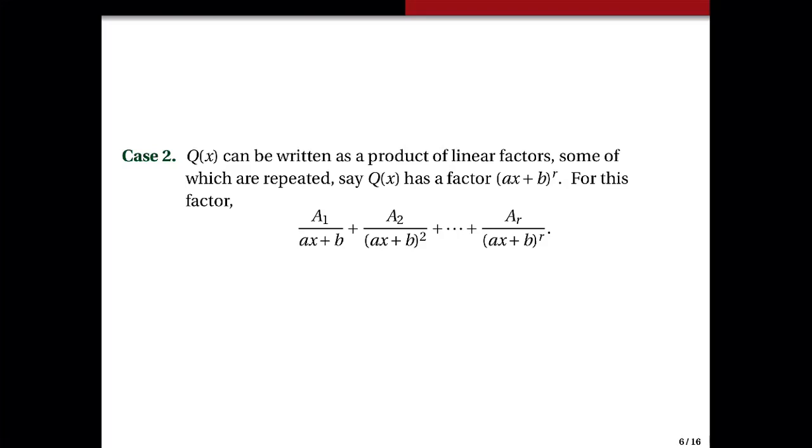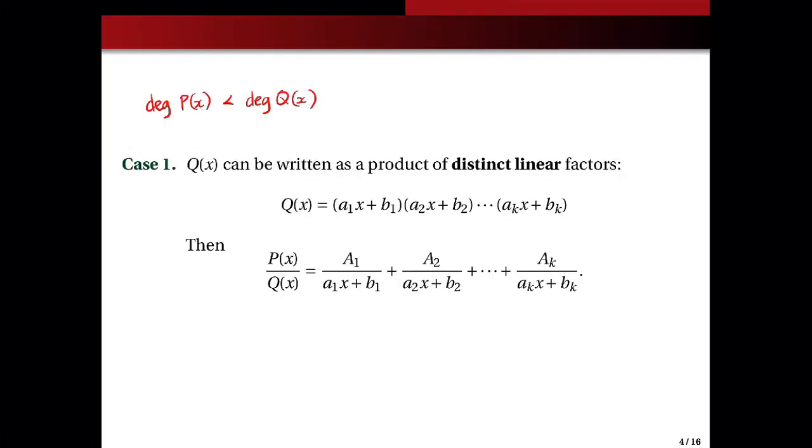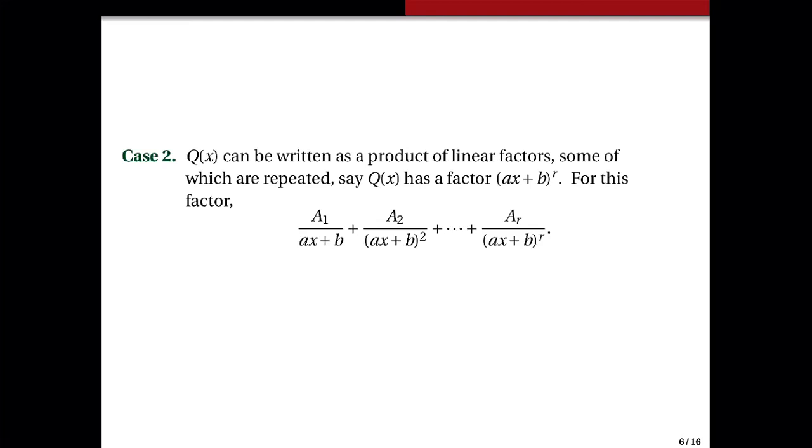So again, for case 1 here, if they are all distinct, you just write separately. For case 2, if there are repeating factors, you have the denominators all powers of the factor: ax plus b, ax plus b squared, ax plus b cubed, until ax plus b to the r. And then the corresponding numerators are just constants, A1, A2, etc.